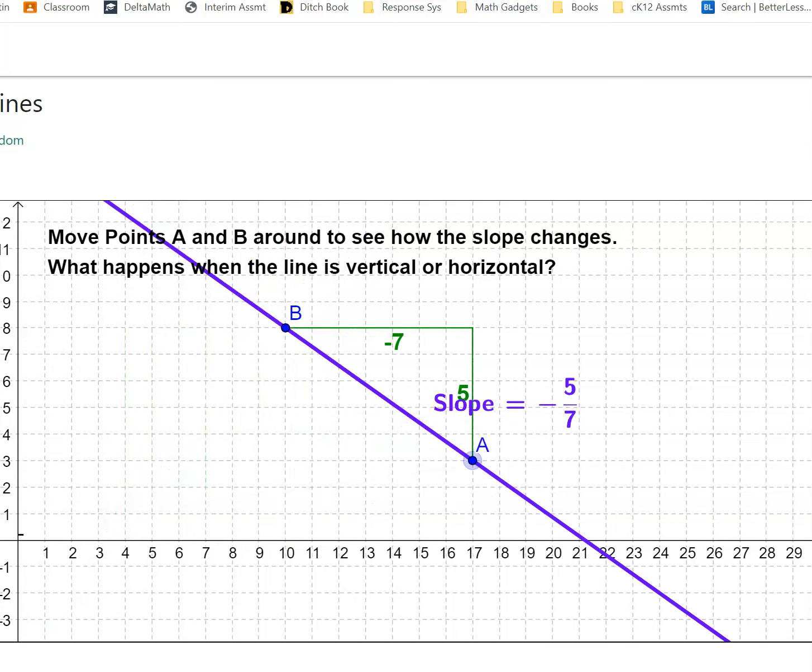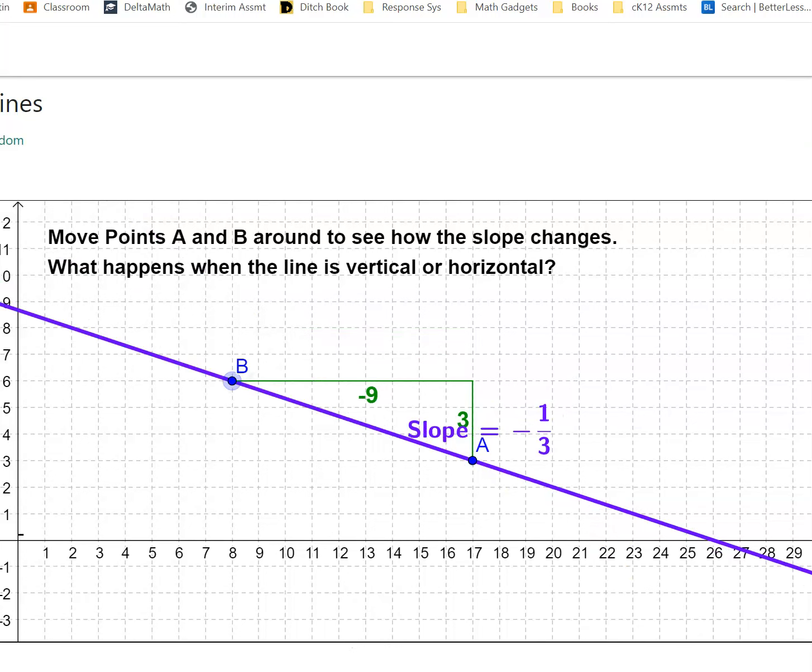Okay. Now you can see it's labeled the rise still as 5 and the run is negative 7. Well, the rise divided by the run would be 5 over negative 7, or just negative 5 sevenths. And honestly, it doesn't make a difference whether you decided to think about the rise being positive and the run being negative or the reverse of that. You could have said, well, the rise is negative 5 and the run is positive 7, which still gives you a slope of negative 5 sevenths.